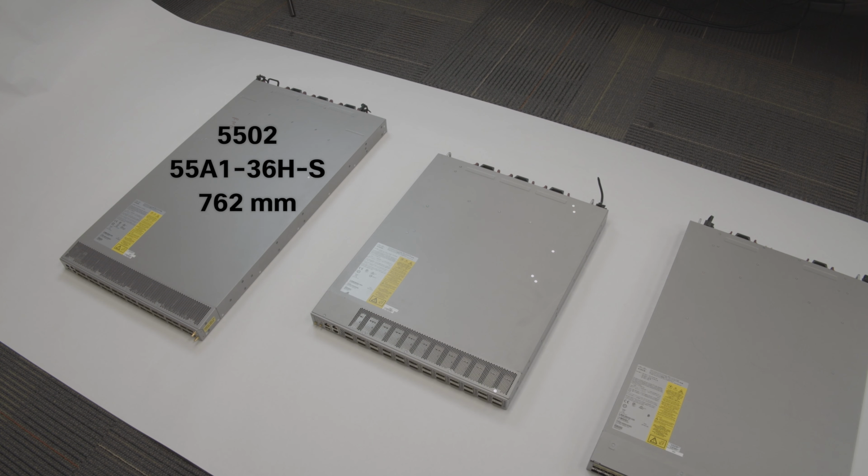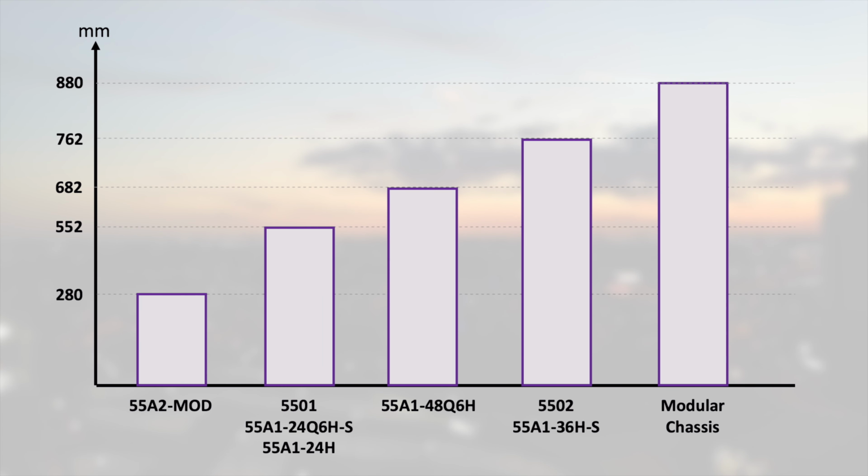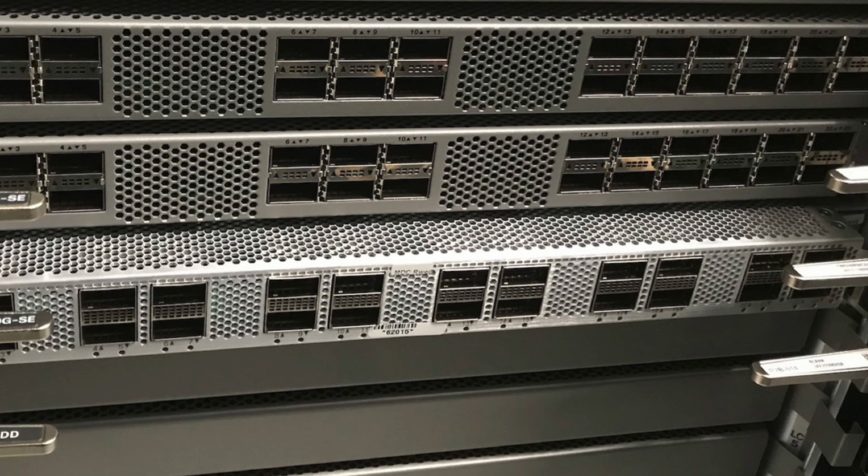With 76 centimeters we have the 5502, 55A136H, SC and non-SC, and finally the chassis, 8, 4 or 16 slot. They are all 88 centimeters from the line card ejector to the fan tray handle, but for the Jericho based line cards, Jericho 2s are a bit larger.